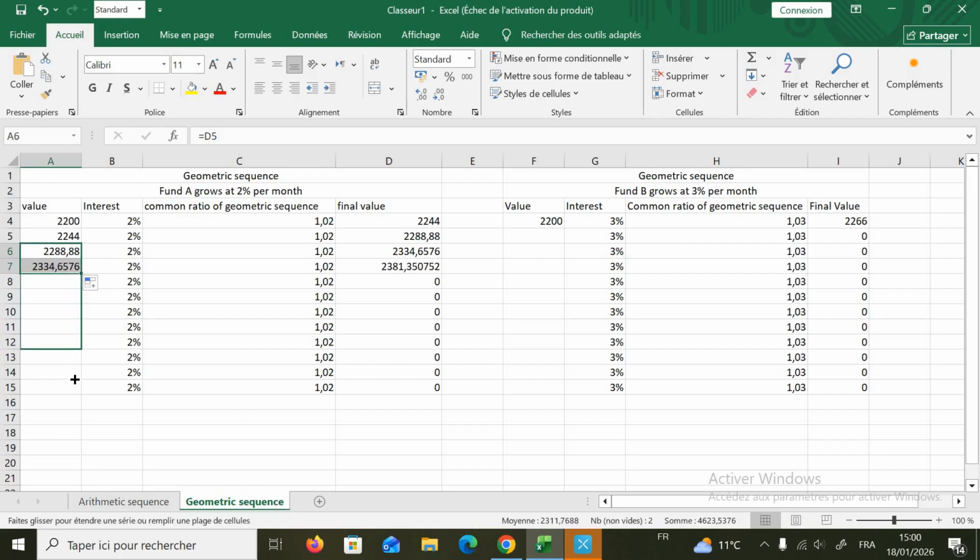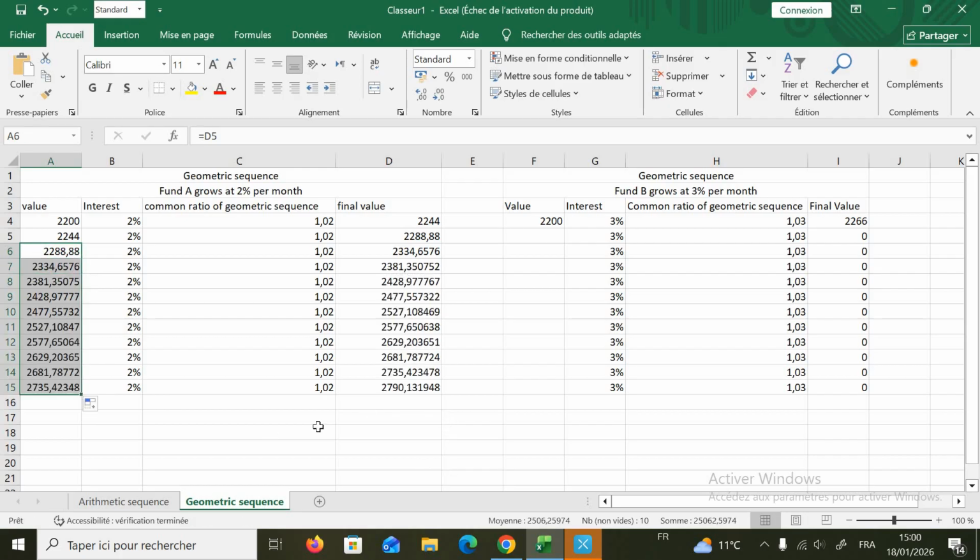And the final value you will find for Fund A: if we invest all our money in Fund A, where the growth per month is 2%, we will have a final value at the 12th month of 2,790. Okay, let's move on to Fund B, which grows at 3% per month.